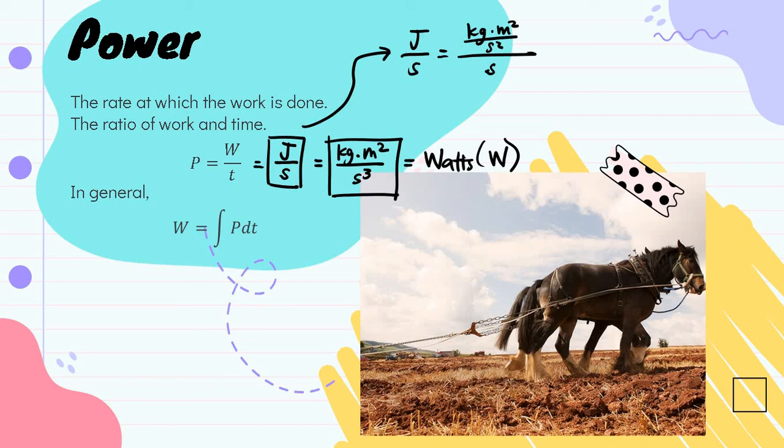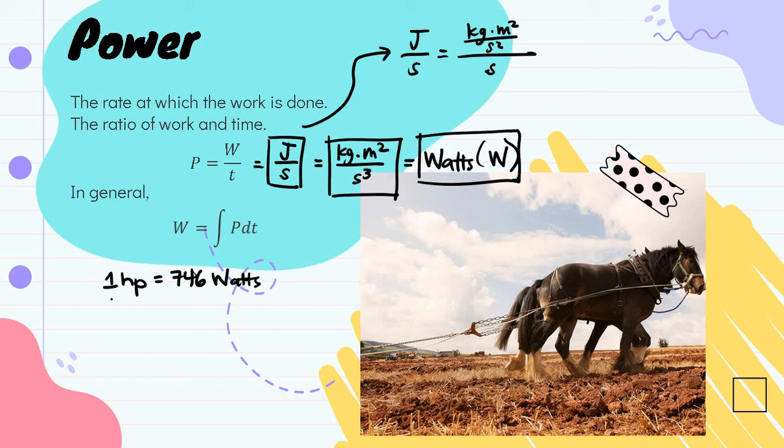Alright, so why do I have here a picture of a horse? Because aside from these three SI units, before we used horsepower as a unit of power. So 1 horsepower in our modern definition of power is equal to 746 watts.